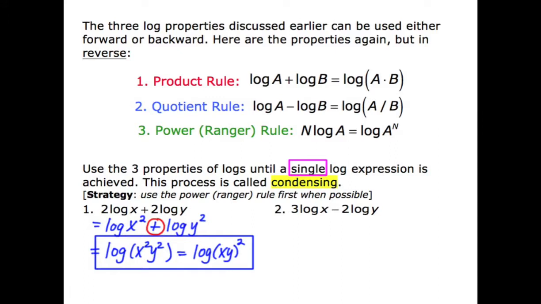Let's go to example 2. 3 log x minus 2 log y. Again, with the 3 and the 2 being coefficients, I'll use the power rule backwards and make them the powers of each of the respective arguments. So I'll get log of x cubed minus the log of y squared. Because there's a subtraction sign in between these two log expressions, we're going to use the quotient rule in reverse and end up with a single log of a quotient. That will be the log of x cubed over y squared.